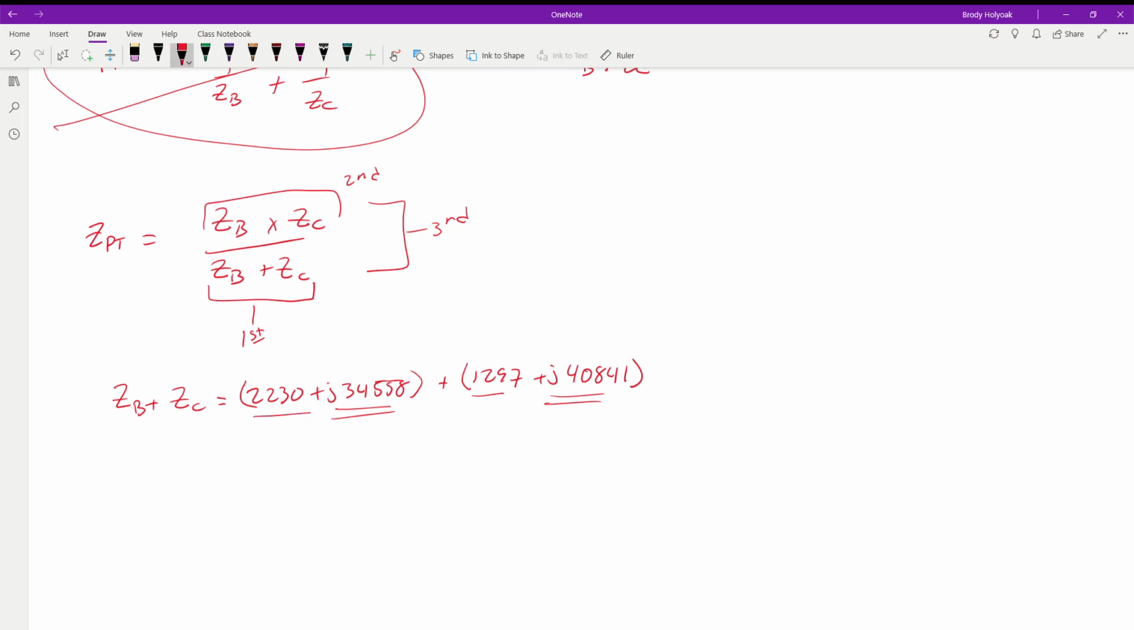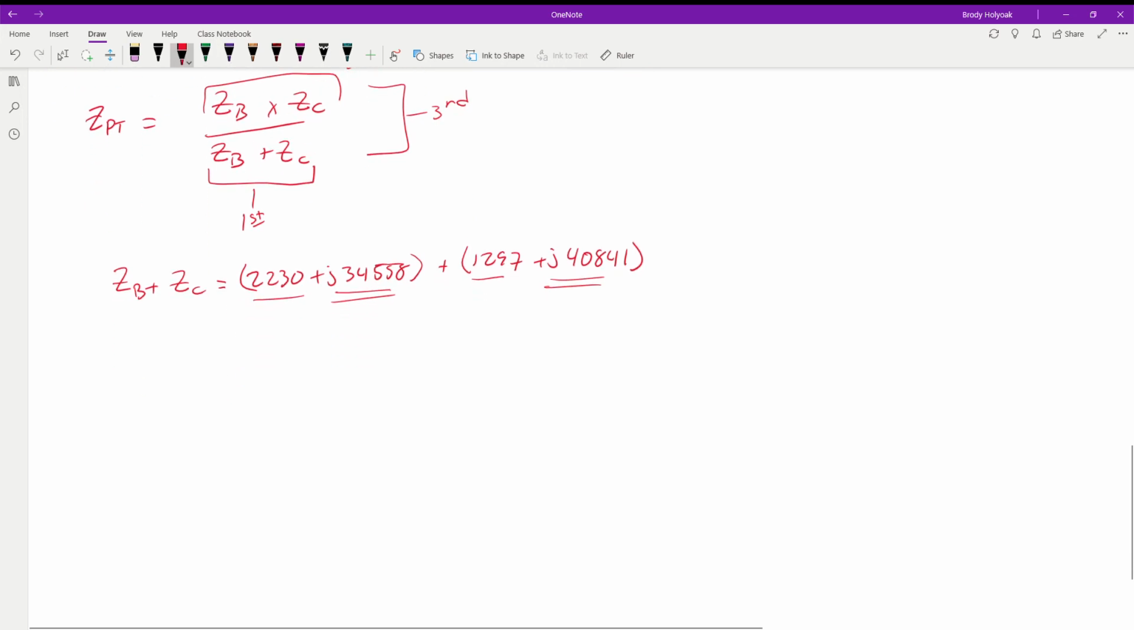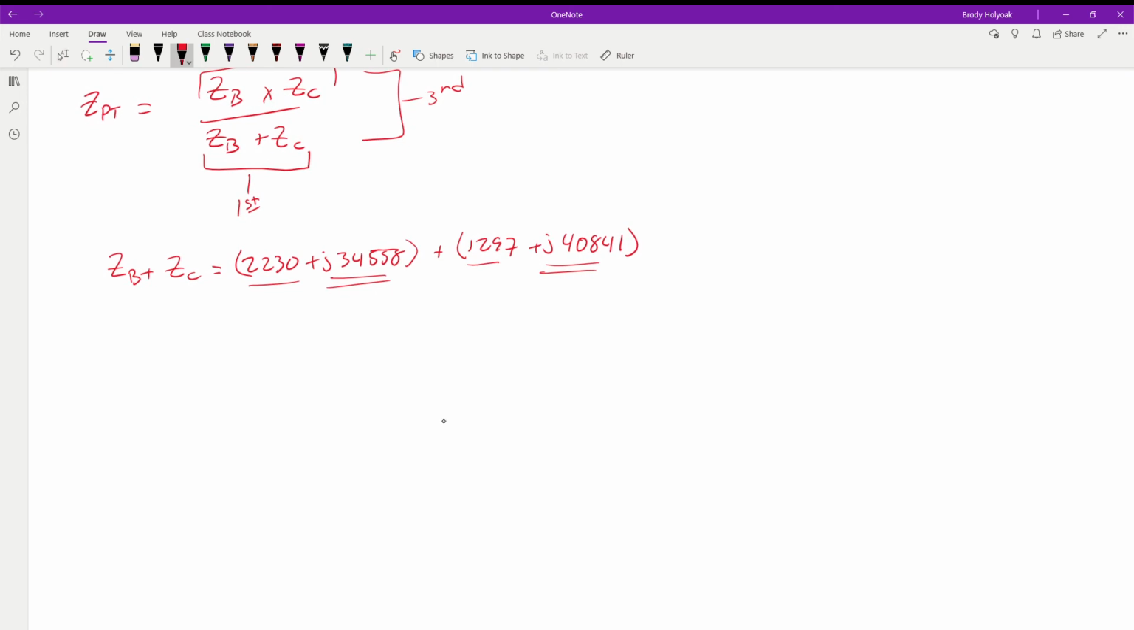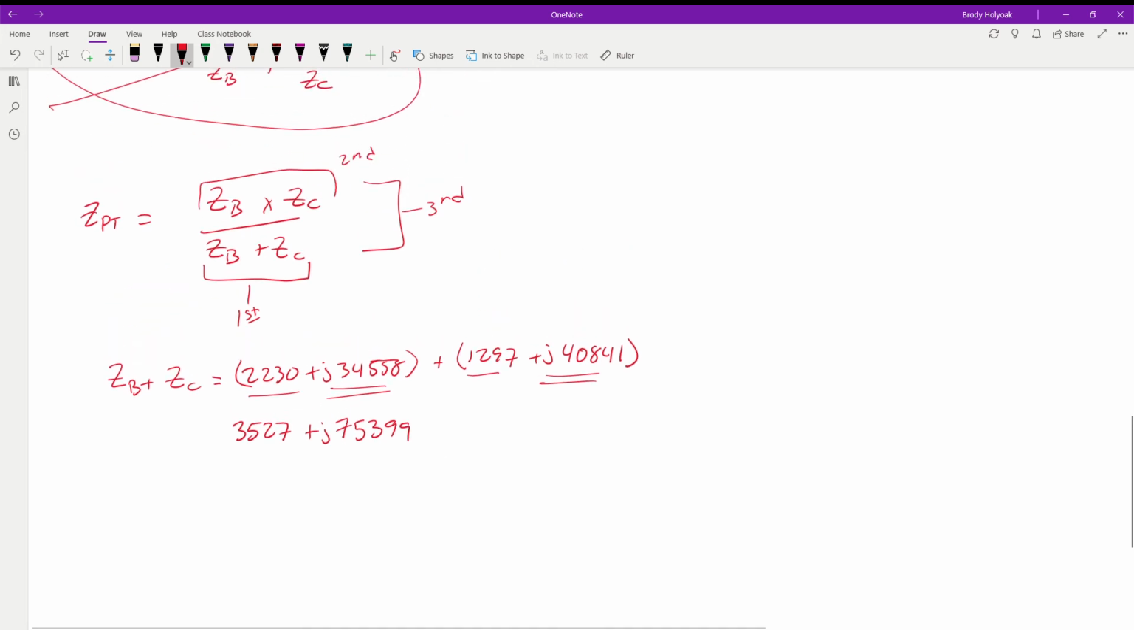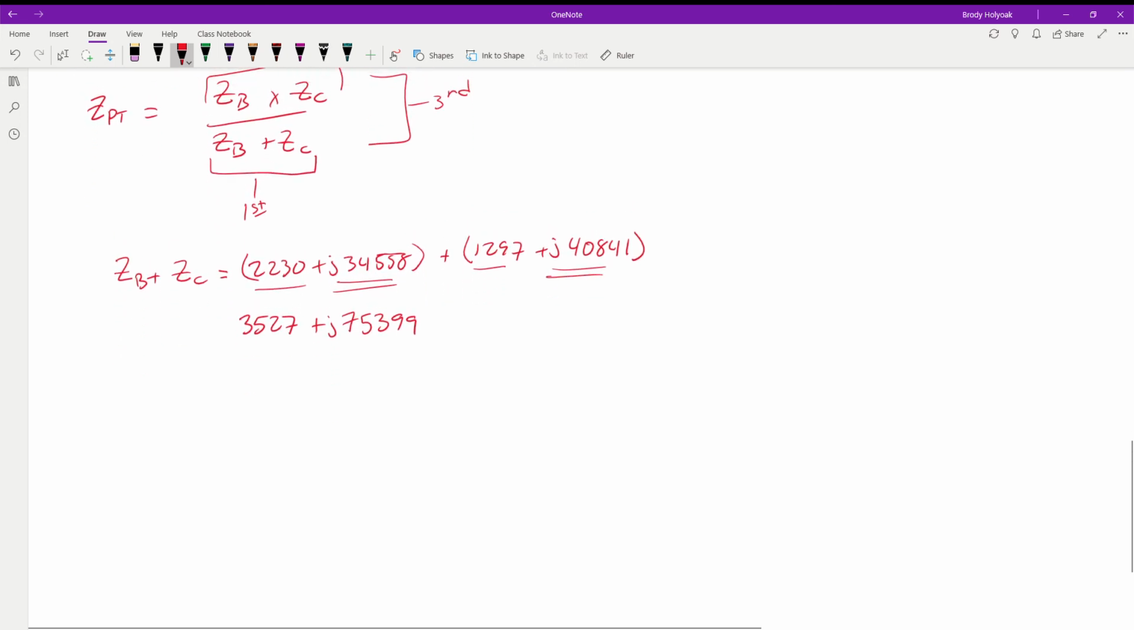Oops, there should only be one. And so we want to be able to add the like terms together. So when we do that, we end up with 3527 plus J of 75,399. And now, like I said, we come back up and we're going to be dividing, this number is going to be our divisor. So we need to convert this guy into polar. So when we convert him into polar, we end up with 75,481 at an angle of 87.322. So there's our first value that we need.